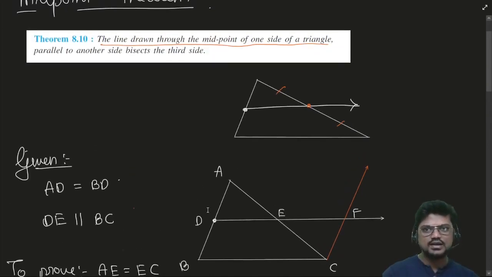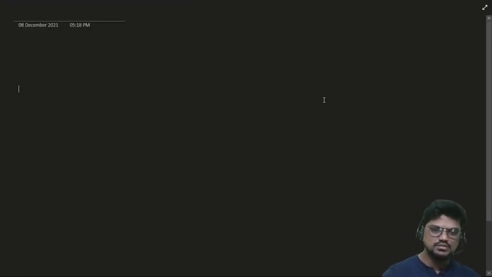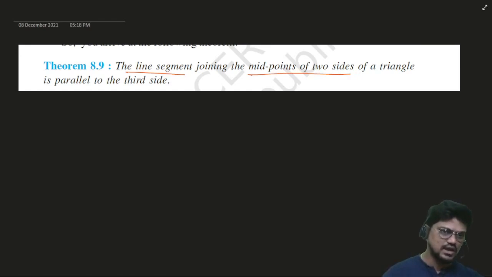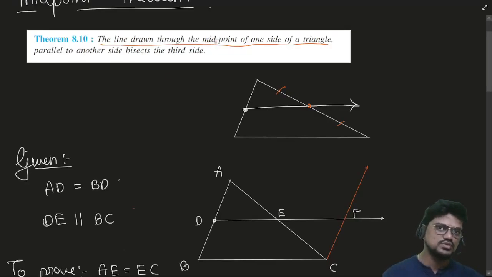Wait, what is the theorem? The line drawn through the midpoint of one side. Okay, wait. We have taken the statement wrong. That's why we are facing a problem. This is not the statement. The statement is this: the line joining the midpoint of two sides of a triangle is parallel to the third side. What I was taking was this: the line drawn through the midpoint of one side of a triangle parallel to another side bisects the third side. This is actually the converse. That's why we were not getting the proof.